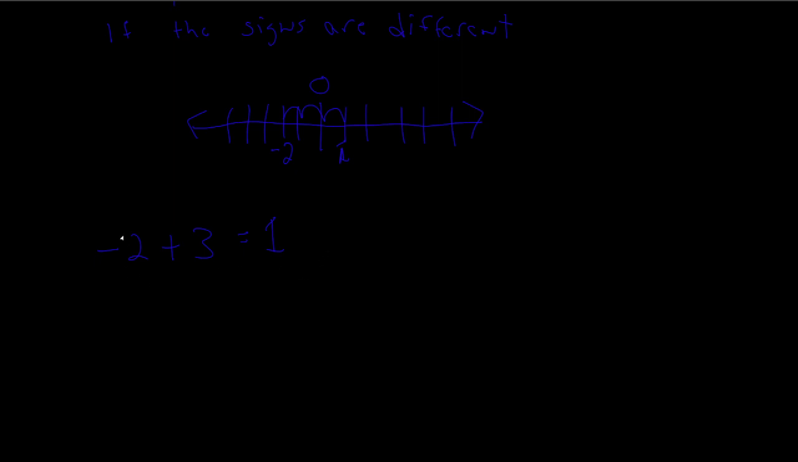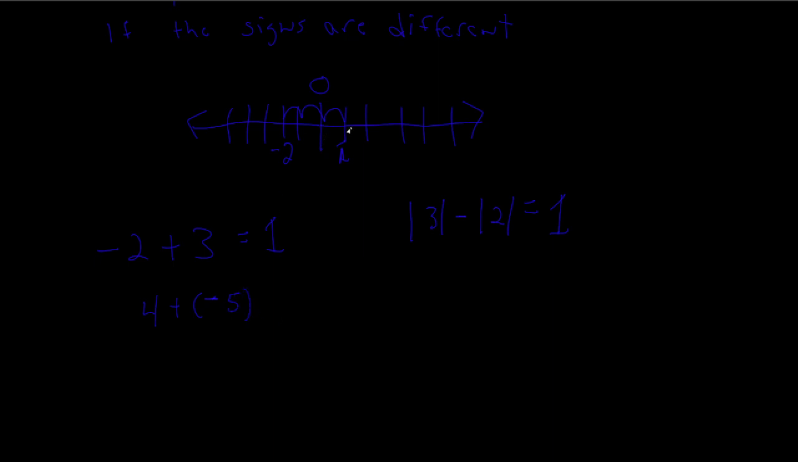Well, what did we do? If we look at the absolute values of this, the absolute value 3 minus the absolute value of 2 equals 1. I took the absolute values and I subtracted from the bigger absolute value the smaller. And now we just have to worry about the sign. So let's look at another one. Let's take 4 plus -5.